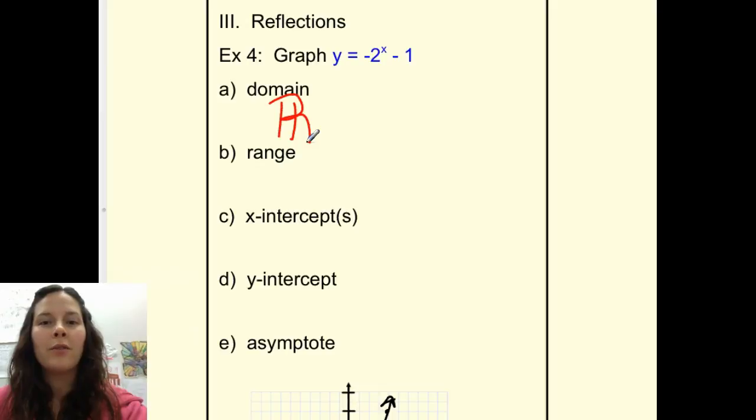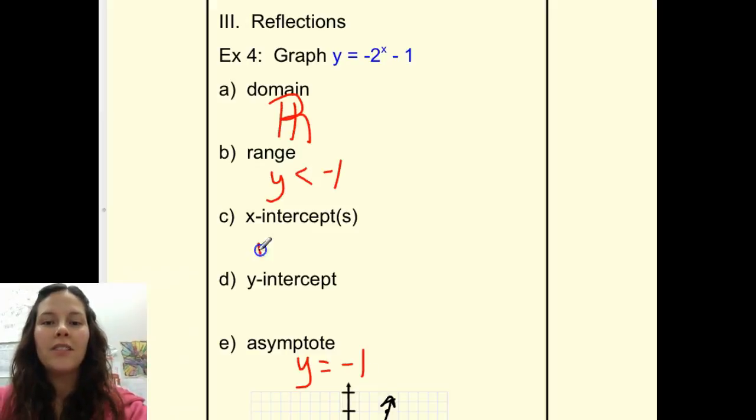We also have a vertical reflection, so our graph will be below the x-axis, or in this case, below our asymptote. So our range will be y is less than -1. Again, jumping down to that asymptote, this time our asymptote will be y equals -1. X-intercepts, our range is y is less than -1, so our graph still will not cross the x-axis.